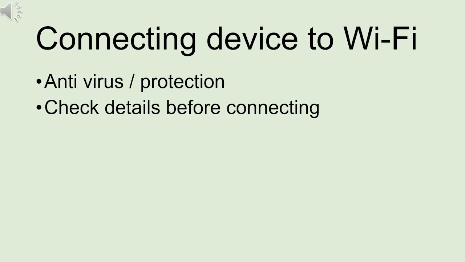Connecting a device to a local Wi-Fi. It's a good idea to use antivirus or some form of protection when you're downloading files and browsing, to make sure you don't get any miscellaneous software or items downloaded to your device. Check the details of the Wi-Fi before connecting. Find out what information is available so you'd have a better understanding if it's a safe connection to use.